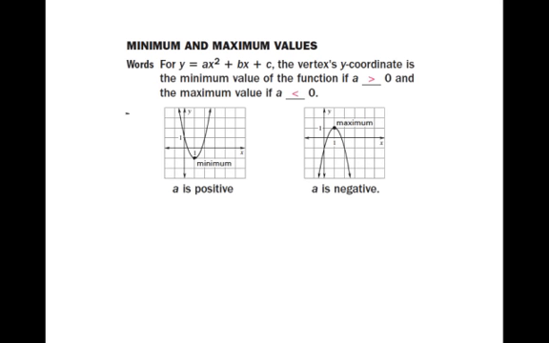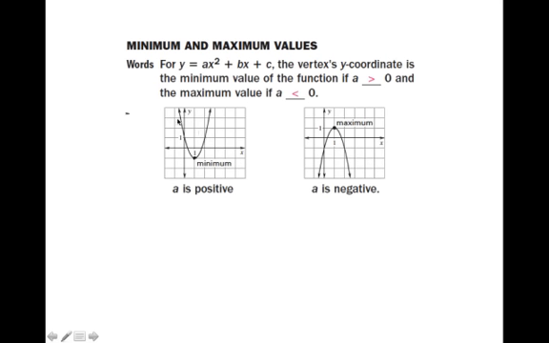So for y equals ax squared plus bx plus c, the vertex's y coordinate is the minimum value of the function if a is greater than 0 and the maximum value if a is less than 0. So remember, minimum and maximum refer to function values. So it's always going to be a y value that we're interested in. So it's going to be the y value of the vertex, but you need to have it separate in your mind that the vertex is the point, both the x and the y. The maximum or minimum is just the y value.